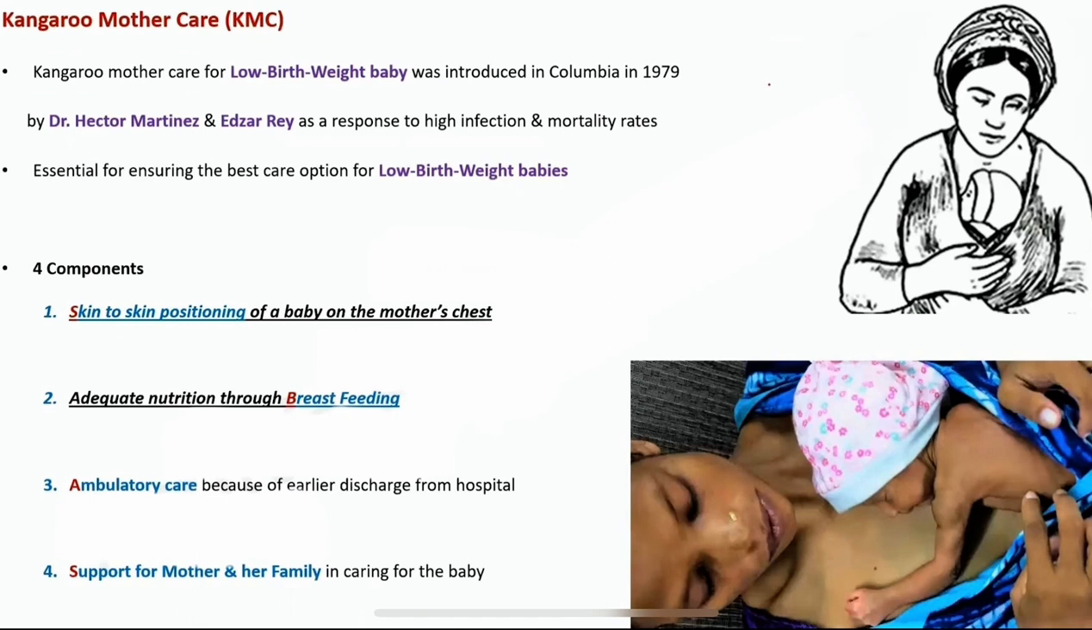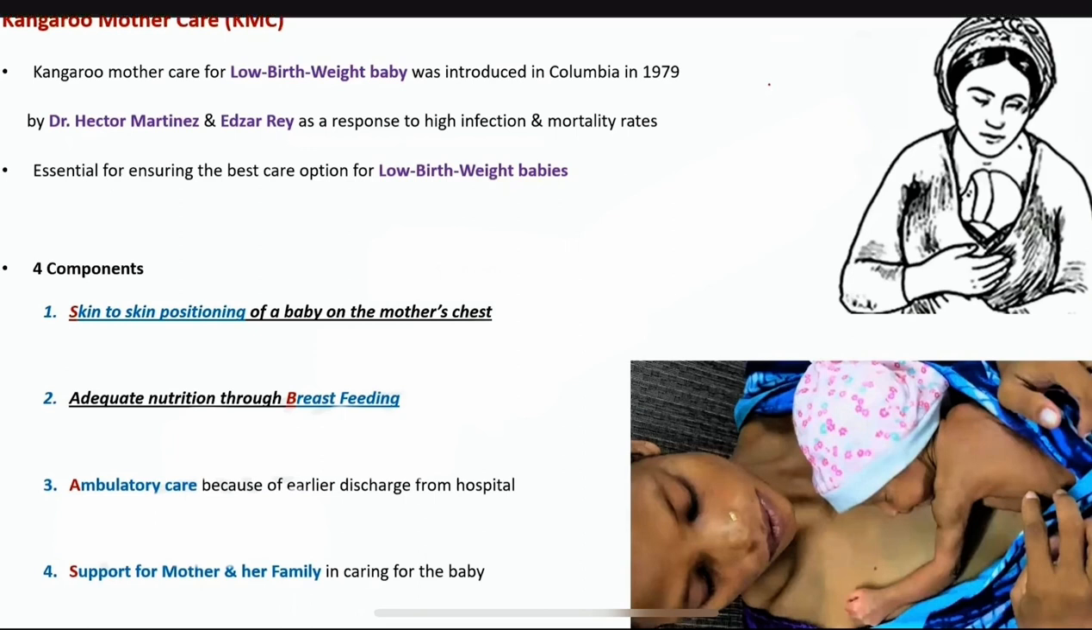Lastly, we also support the mother and the family in taking care of the baby. That is, you can teach the mother the methods of breastfeeding. If the baby cannot suck, you teach the mother about the nasal catheter, how to hold the baby, how to understand the cues of the baby, and breastfeed the baby, so that the best care of low birth weight babies can take place.